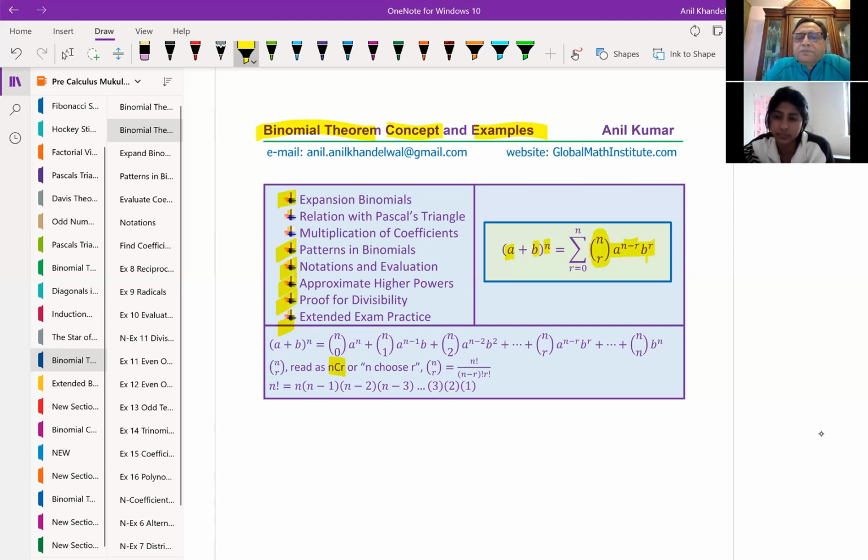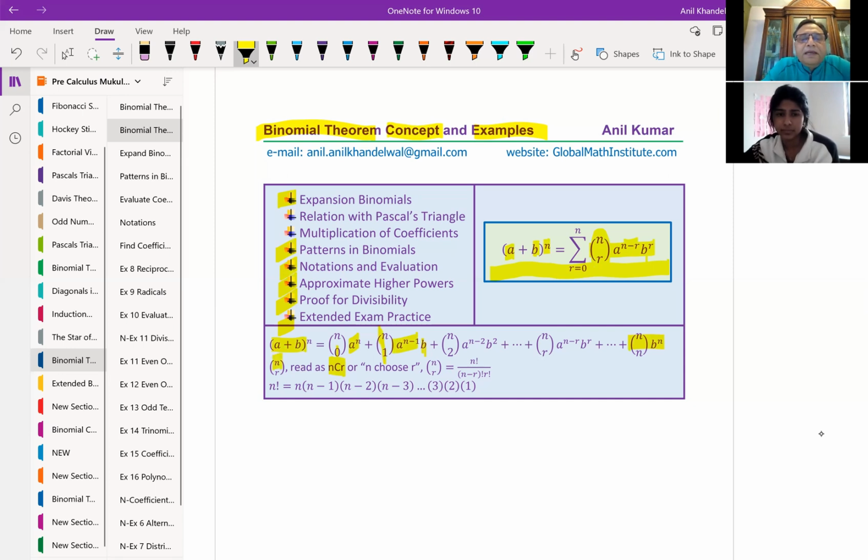Now, once again, this particular expansion which I have given you in short form, which we call sigma notation, can be expanded and written as shown here. (a + b) to the power of n is nC0 a to the power of n plus nC1 a to the power of n minus 1 times b, and so on. The last term being nCn b to the power of n.